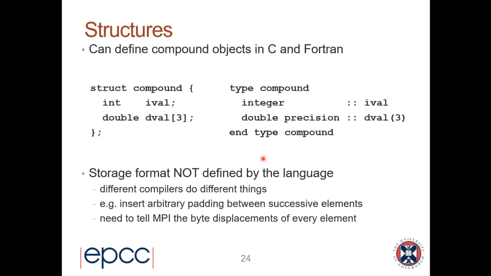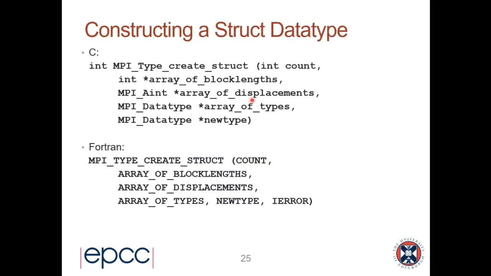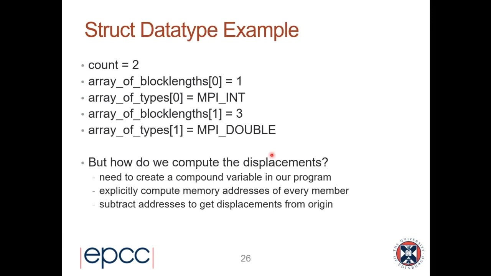C does guarantee that there's no padding here, so the address of the variable is the same as the address of the first element. Fortran probably doesn't actually. But you have to do a bit of setup, and it's a bit awkward, but once you've done it, you can then send and receive MPI compounds.